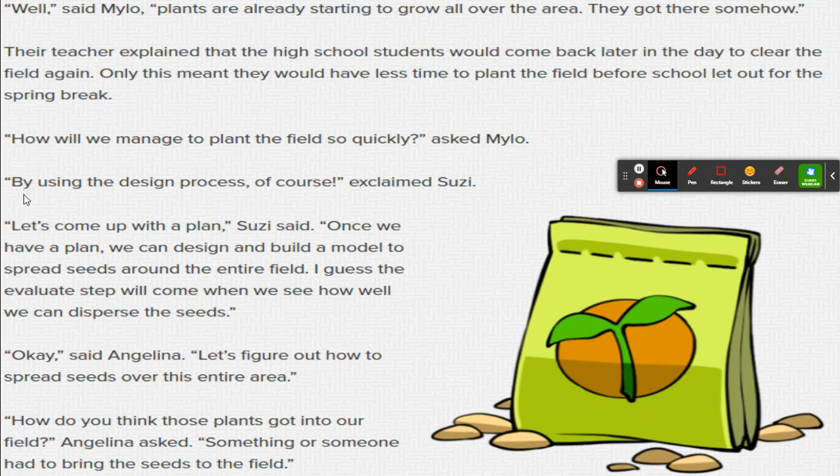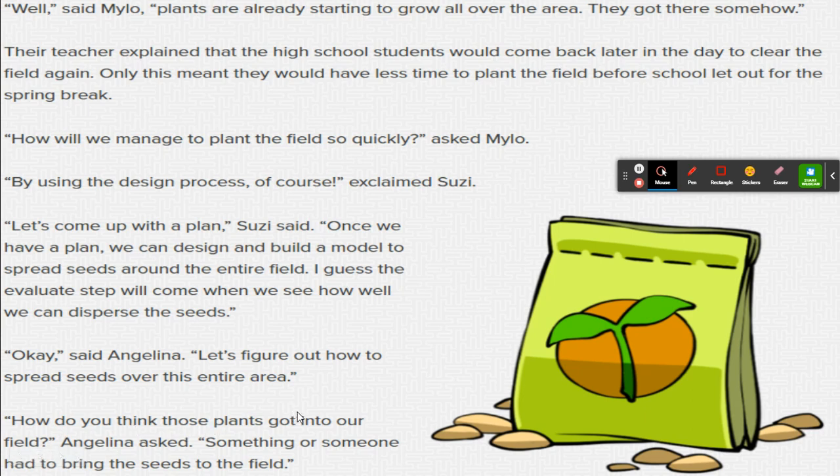Asked Milo. "By using the design process, of course," exclaimed Susie. "Let's come up with a plan," Susie said. "Once we have a plan, we can design and build a model to spread seeds around the entire field. I guess the evaluate step will come when we see how well we can disperse the seeds." "Okay," said Angelina. "Let's figure out how to spread seeds over this entire area."